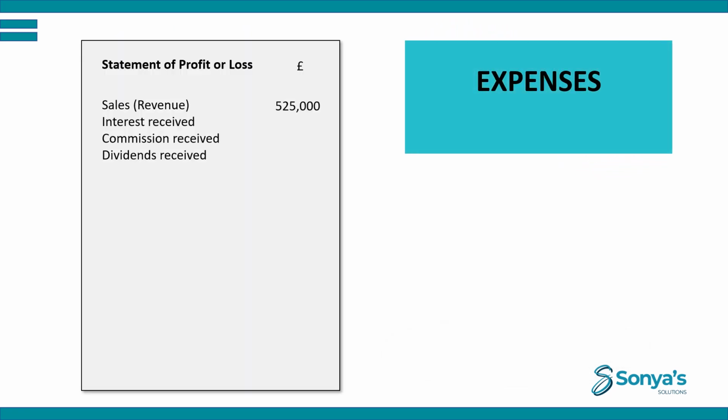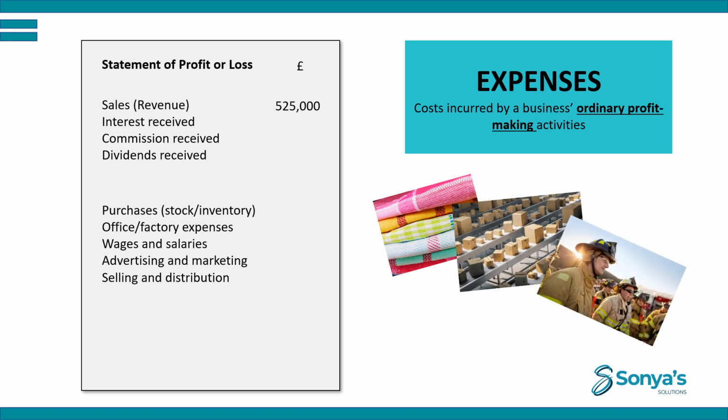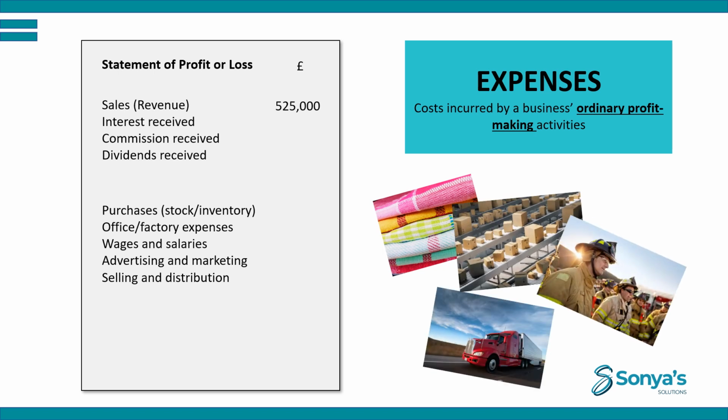The business's profit-making activity causes expenses to occur, and to calculate profit, the costs are deducted from the revenue earned in the same period. There are many different types of expenses, but typically they include the cost of purchasing materials to make products or purchasing stock to sell to customers, the costs associated with running a shop, office, or factory, the cost of employing people, as well as advertising, marketing, selling, and distribution costs.